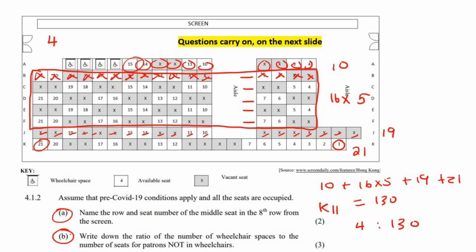Now, to simplify this ratio, what number can go into both of these? Well, the number 2 can definitely go into both of these. It can go into this one twice, and it can go into this one 65 times. And so that would be the answer. You can't simplify that any further, so it's 2 to 65.